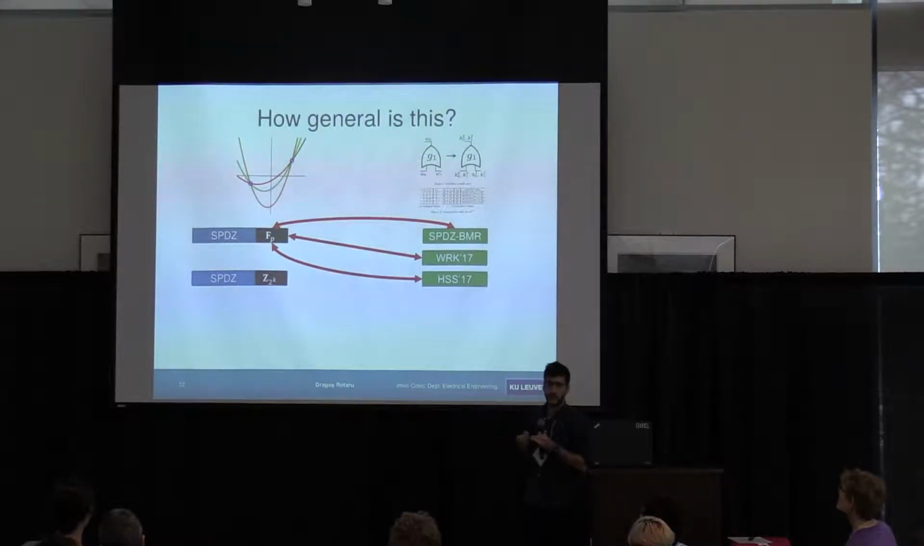So how general is this technique? We have two variants of SPDZ, which work in the secret sharing manner. We have F_p and we have Z_2^k. So the sharing is either modulo p or modulo 2 to the k.